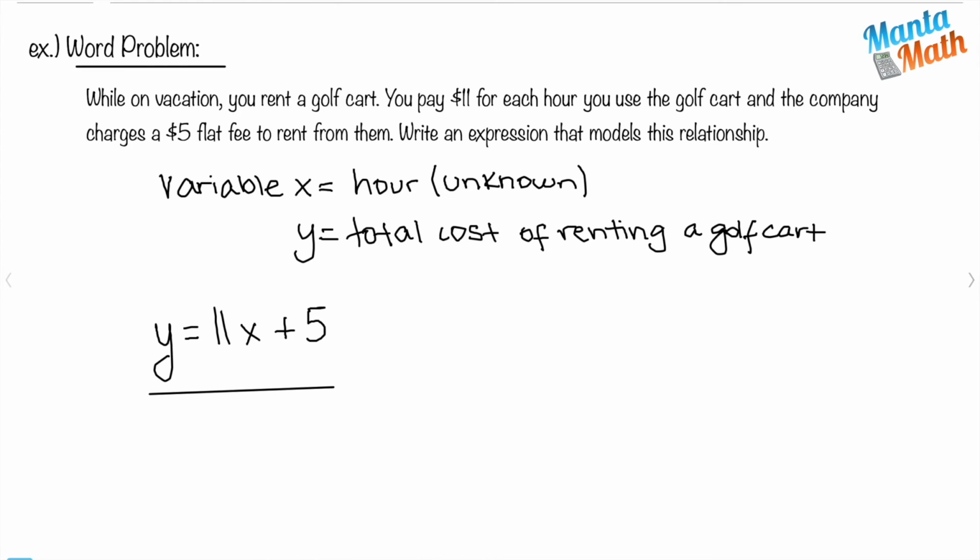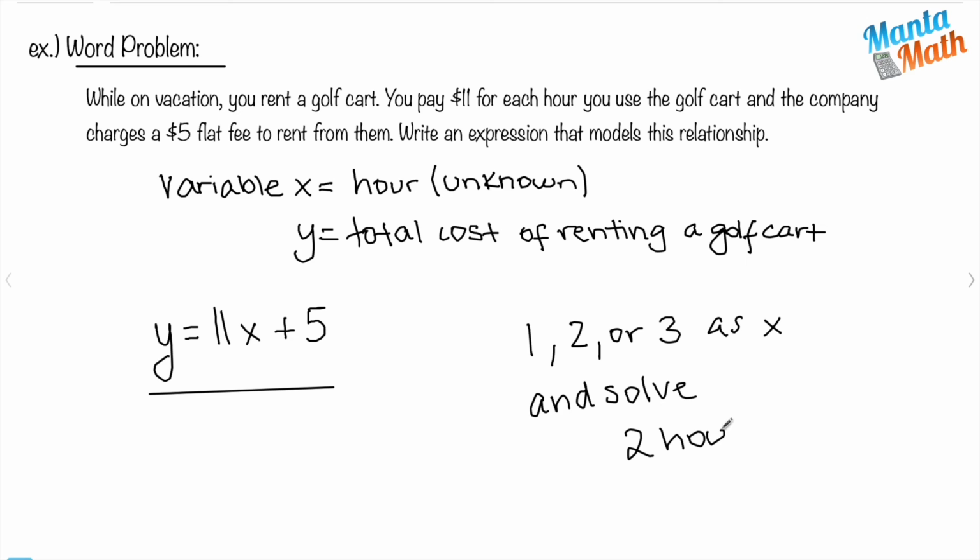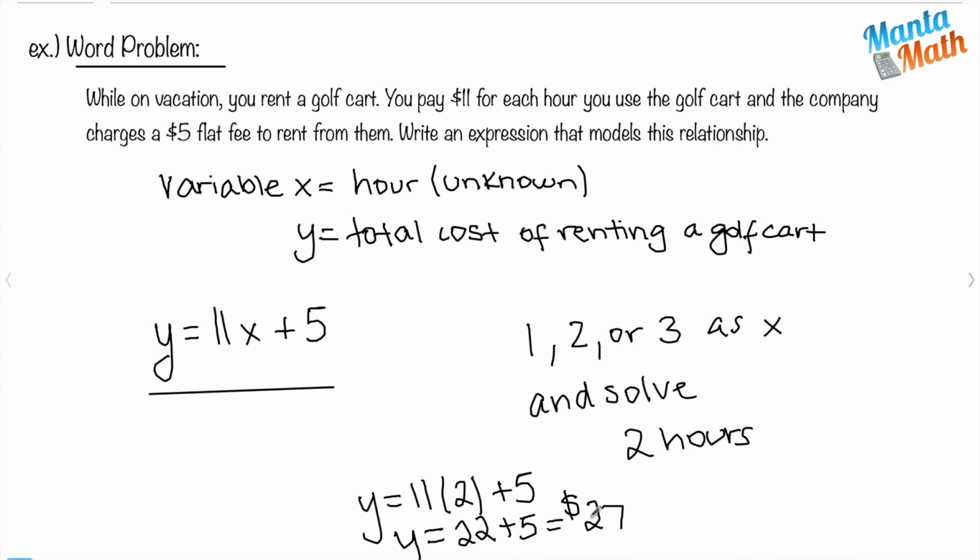And again, if they ask you for specific numbers to plug in, you can just plug in either maybe 1, 2, or 3 as your x and solve. Okay, so for instance, if I wanted to solve for 2 hours, I could do y equals 11 times the 2 hours. We're going to replace that for x, add our 5, and we can simplify that to y equals 11 times 2 is 22, plus 5, and 22 plus 5 equals $27. There's our answer, and that is how you do variables and expressions.